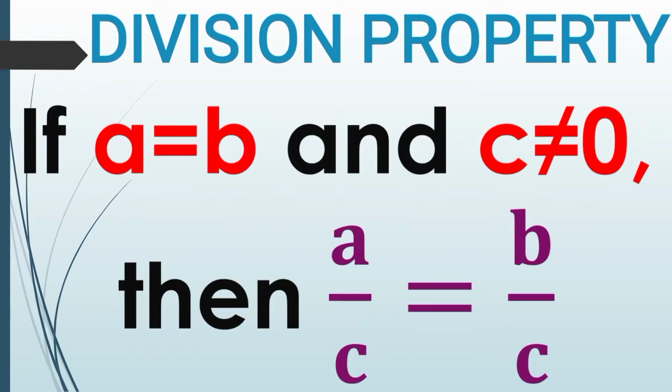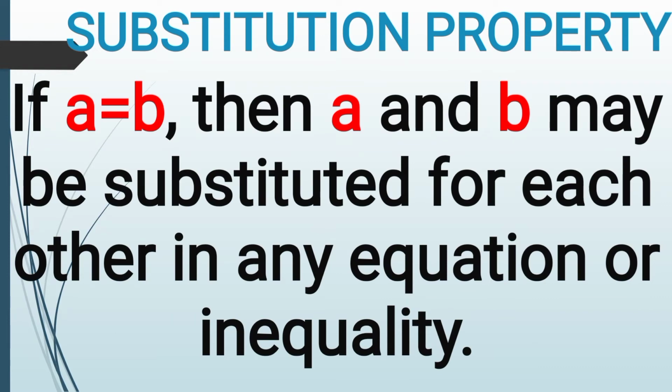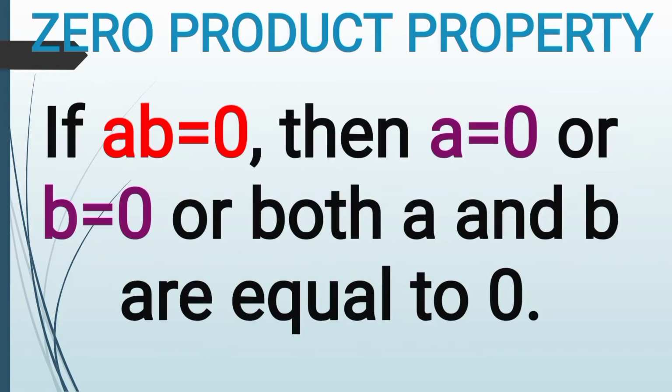Division property of equality. If A equals B and C is not equal to 0, then A over C is equal to B over C. Substitution property. If A equals B, then A and B may be substituted for each other in any equation or inequality. Zero product property. If AB equals 0, then A is equal to 0 or B is equal to 0. In other words, both A and B are equal to 0.